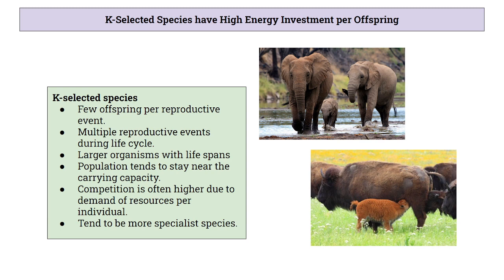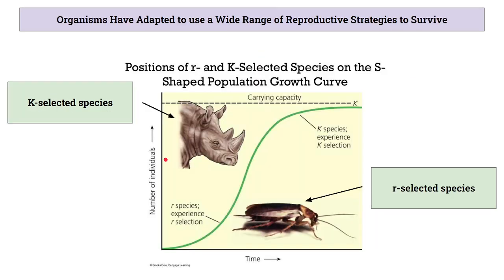Typically, these organisms are larger with long lifespans. Because typically we have a lot of energy investment in these organisms, and you can't have multiple reproductive events unless you have a long enough lifespan to do so. And typically, since these organisms live longer, they are often going to be larger because they're going to slowly accrue biomass and energy over their life. Their population tends to stay near the carrying capacity, like I talked about here. So here we have the rhino, which is a K-selected species. So typically, it'll just hover around the carrying capacity. You'll have little fluctuations up and down depending on different types of episodic or periodic changes.